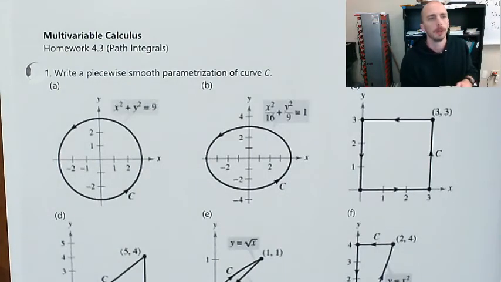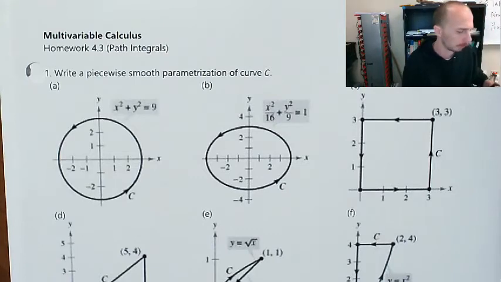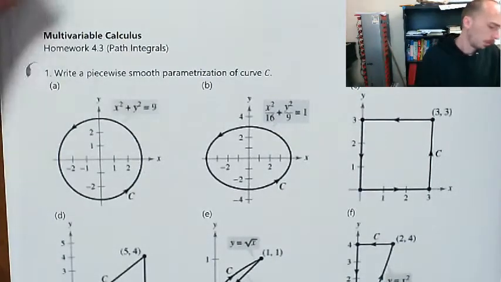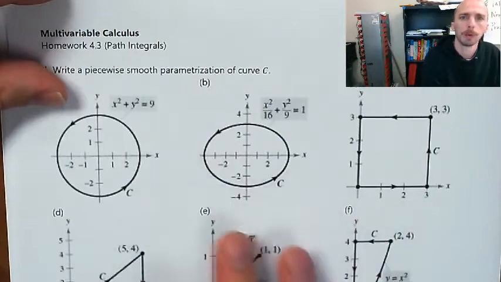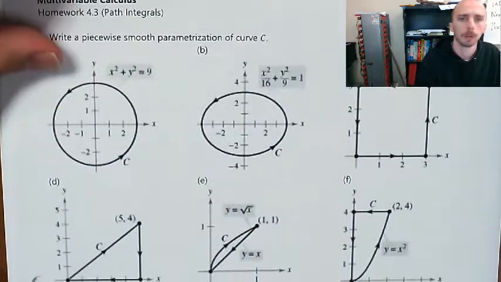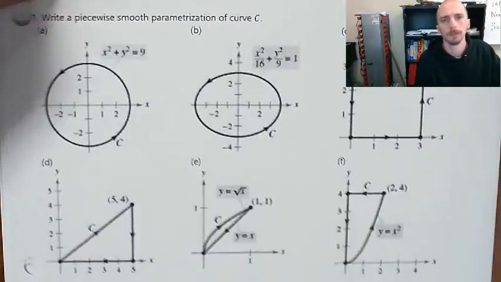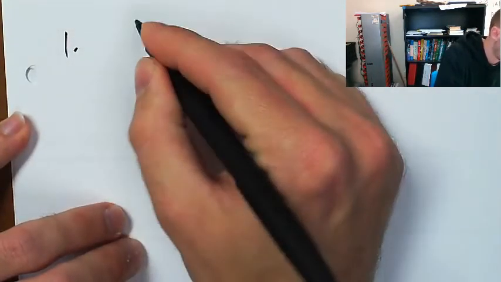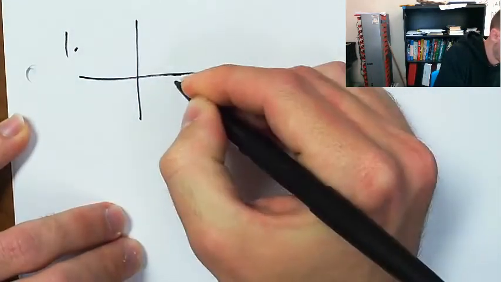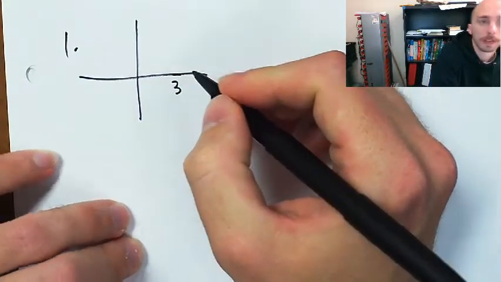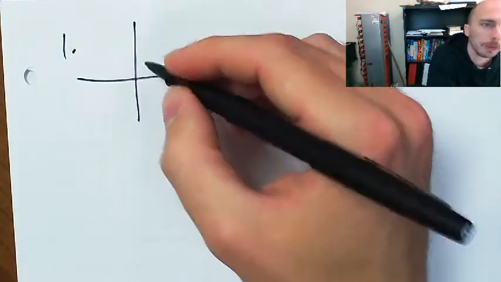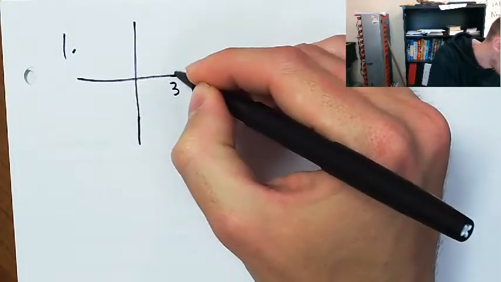Alright, in this video we're going to be running some path integrals and parameterizing curves. So we're going to start with this set of problems where it's like, hey, here's a curve, write an equation for it. Okay, so I'll just show them to you, then get to it. So the first one is a circle centered at the origin with radius 3. And it's got that counterclockwise orientation that we're used to, so we should be able to do this.